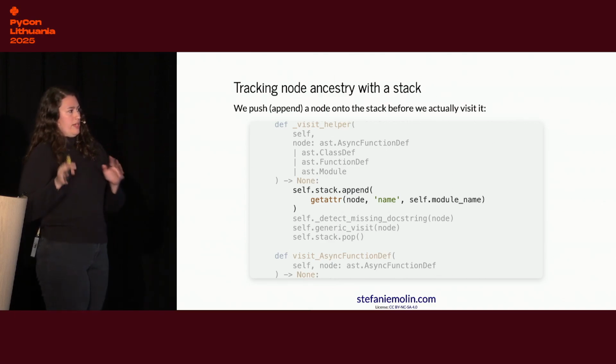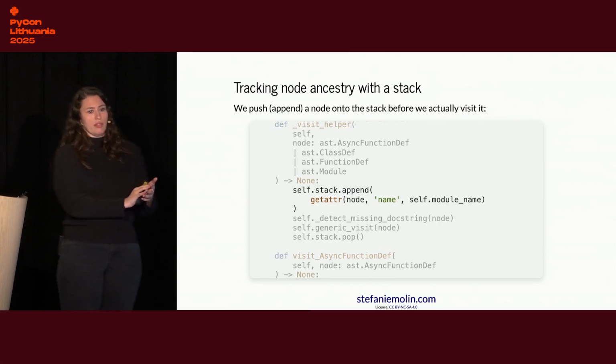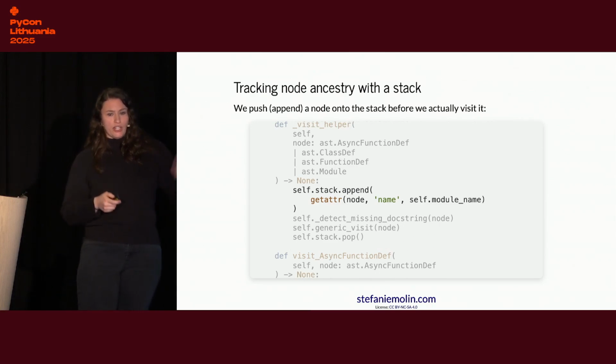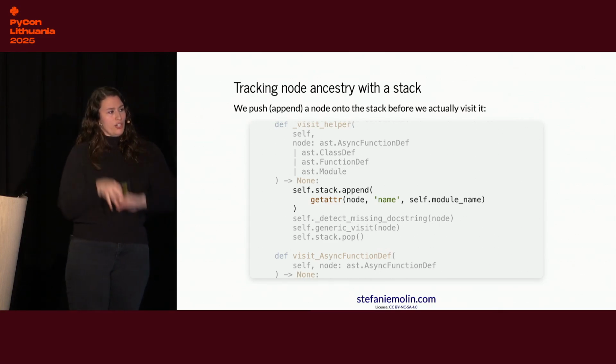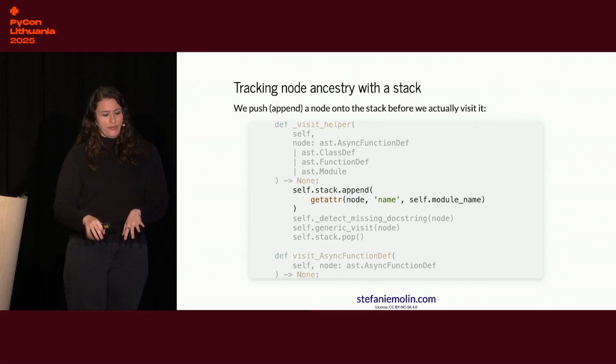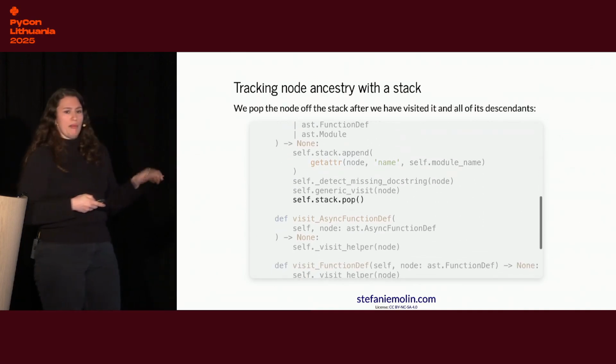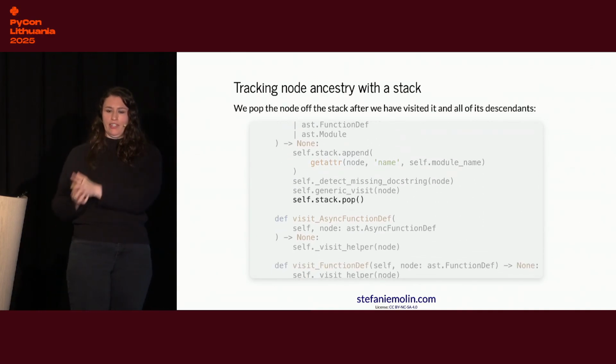And so when we first visit the module node, for example, we push the name of the module onto the stack, then we actually visit the docstring, and then we call generic visit to visit the subtree, and then we go all the way down. So that would be the entire tree. Then when we're coming back up, we pop off the stack. So that makes sure that we know that whatever we're visiting is a child of everything on the stack.